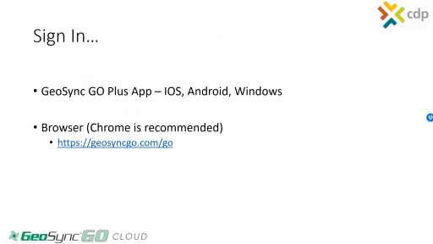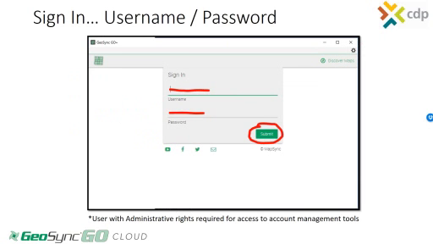So let's go through the process of how we would get into our style setup or style management tool. The first thing you're going to need to do is sign in to your GeoSync GO Plus app. You can do this from your phone, from your tablet, or from your desktop browser also. The first thing we would do is sign in with our username and password.